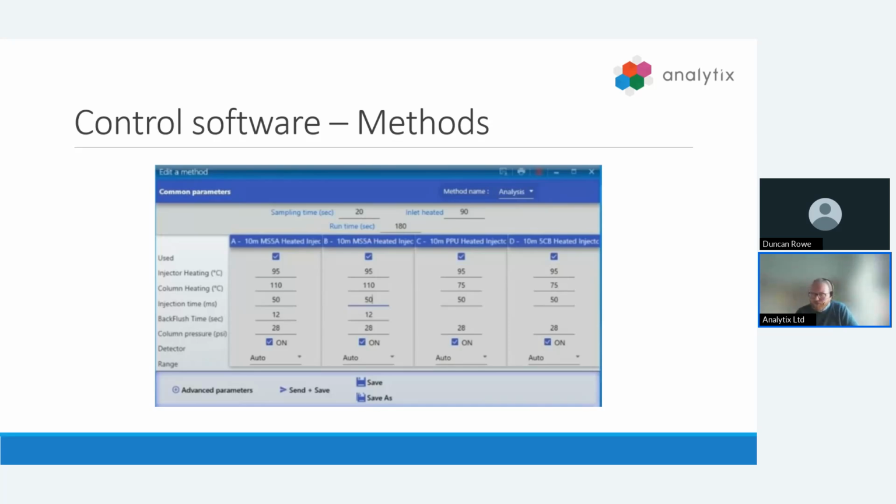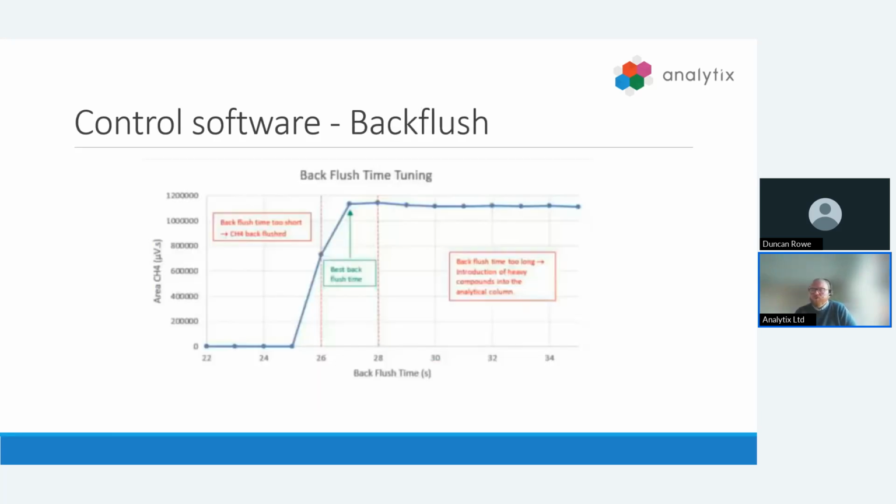Then you have injection time, and this is how much sample is being injected from the sample loop. And then we have things like column pressure, backflush time, if it's applicable, and making sure your detector is turned on. So just to talk through backflush, this requires a little bit of optimization, and our engineers work with you on installation to achieve this, to set up your method.